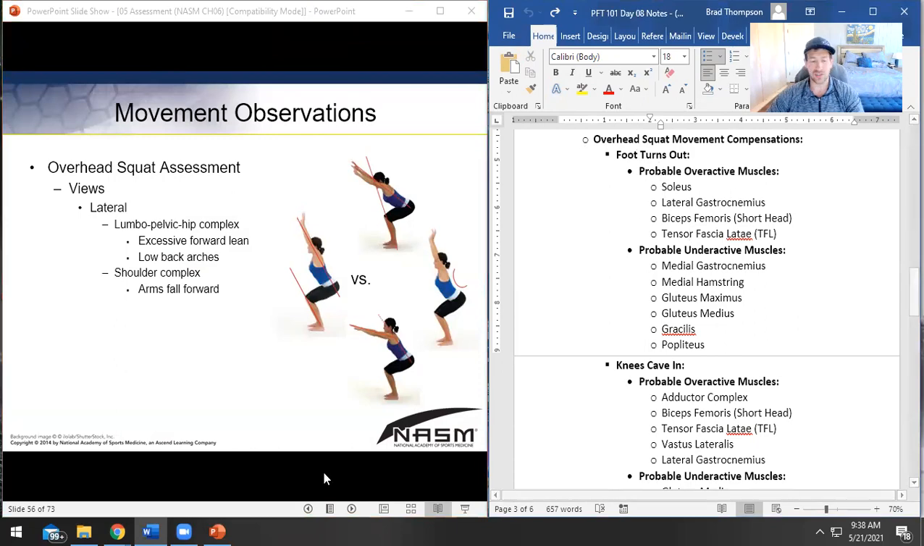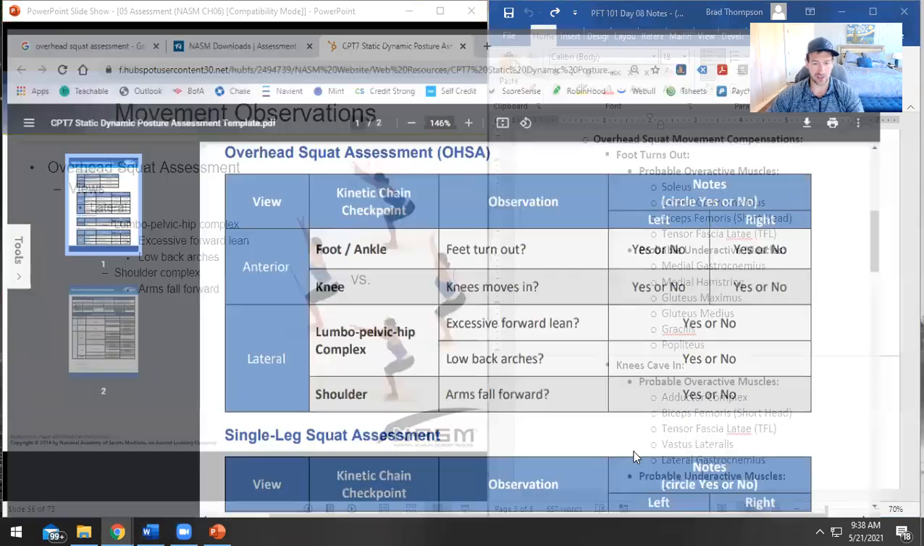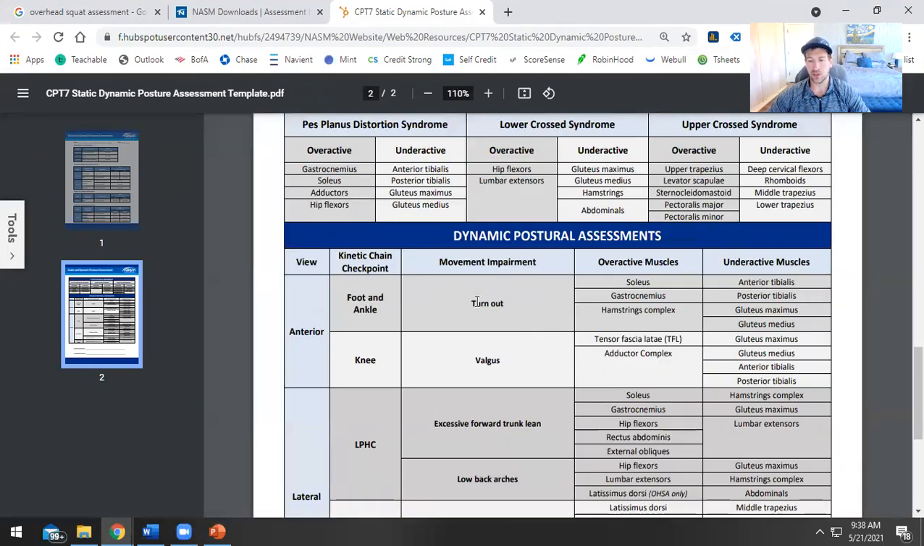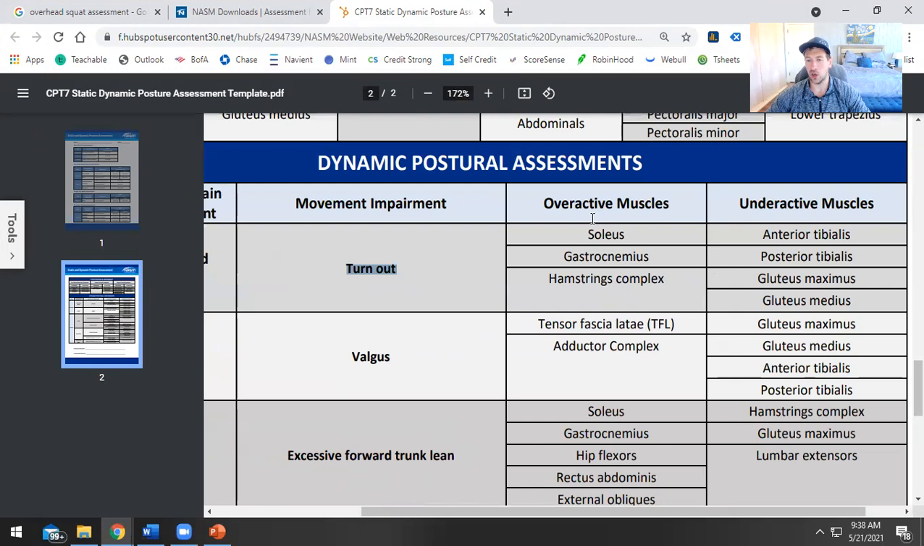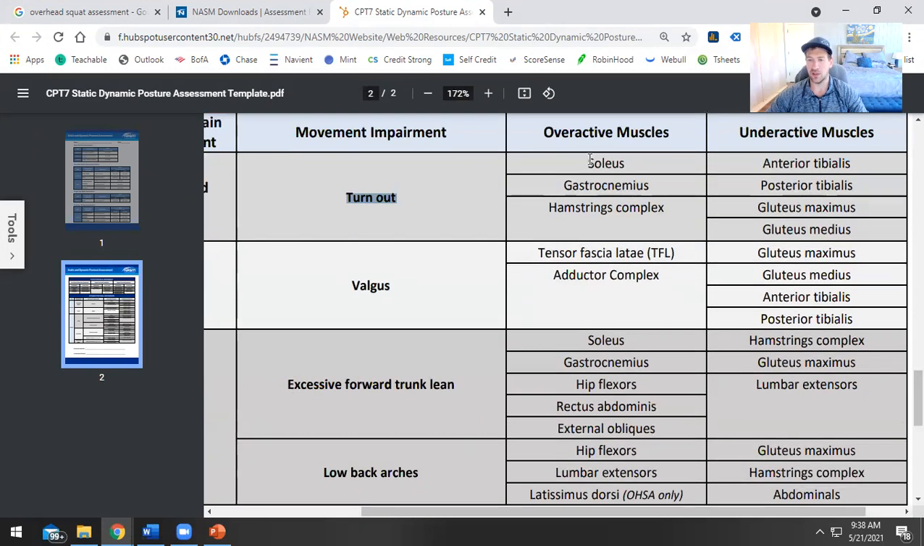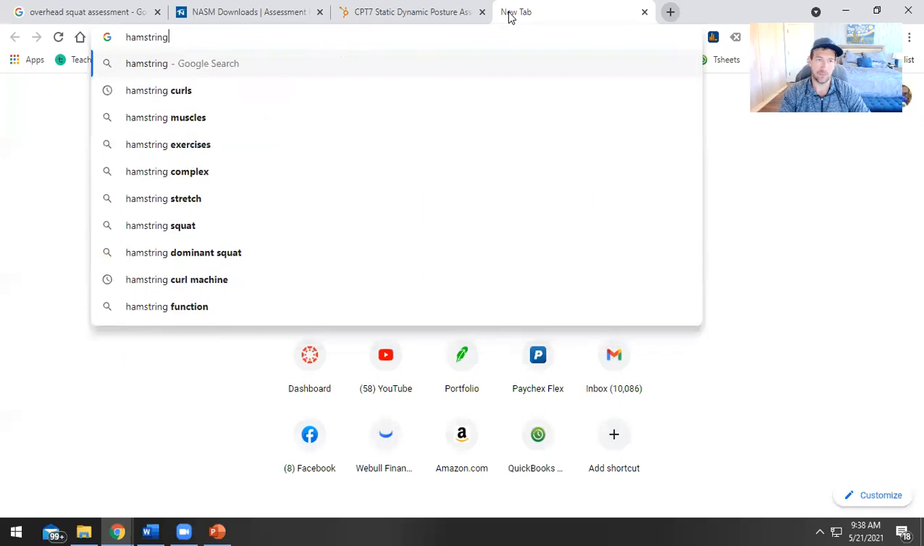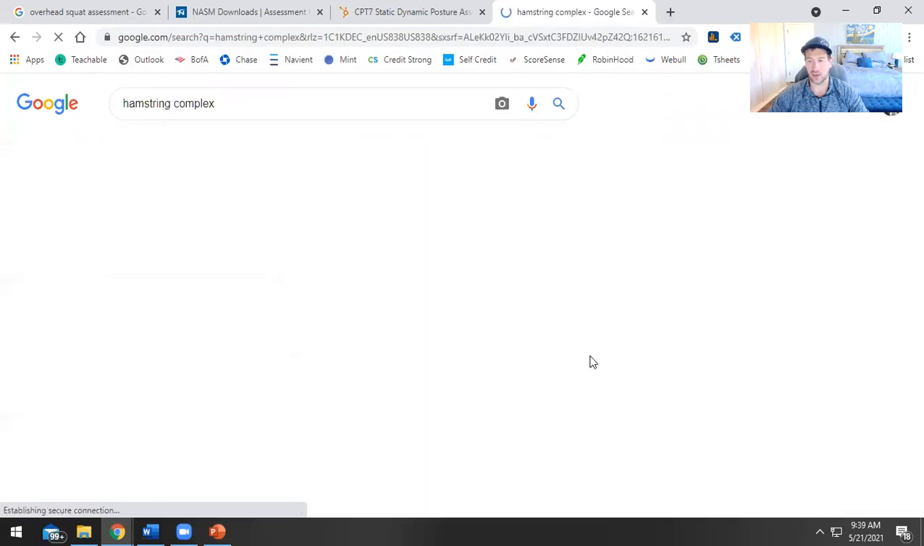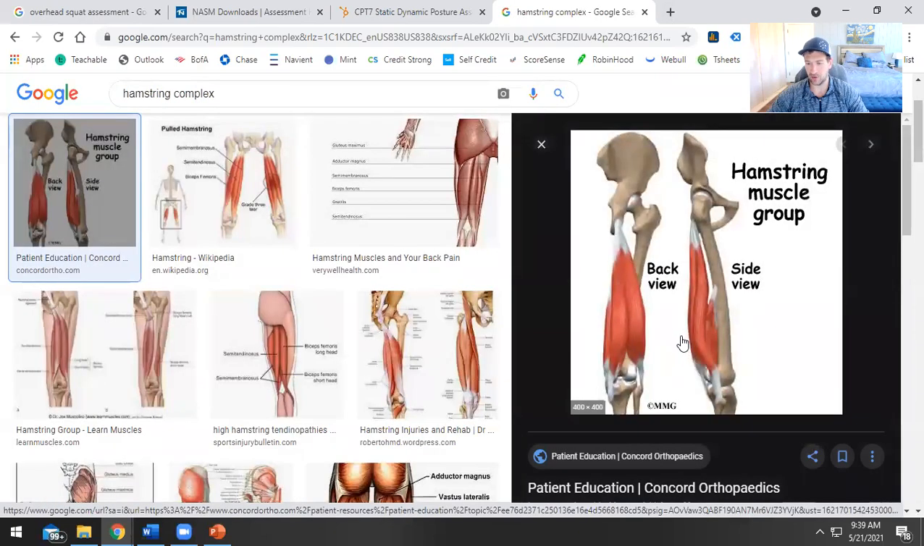So in a foot turn out situation, you can actually see that here. If we scroll down, you can see if your client's feet turn out, your probable overactive muscles are going to be the soleus, the gastrocnemius, and the hamstring complex. Particularly your biceps femoris short head is going to be really the big one there. But look at the hamstrings. We know that there are 2 sides to them, right?